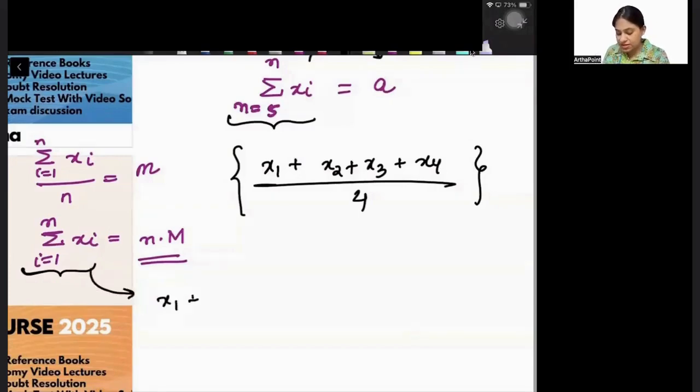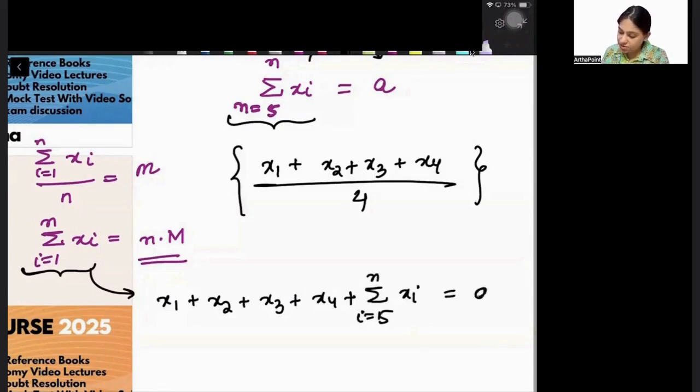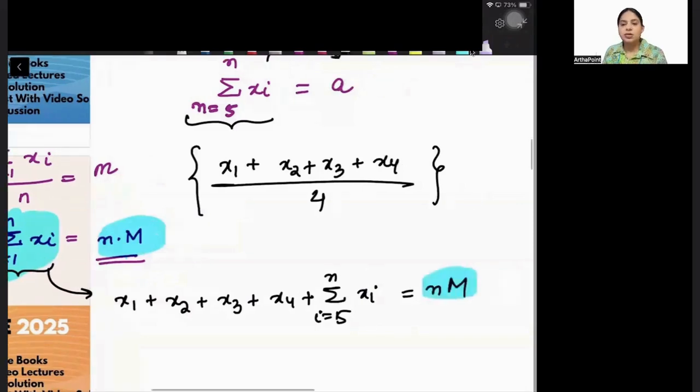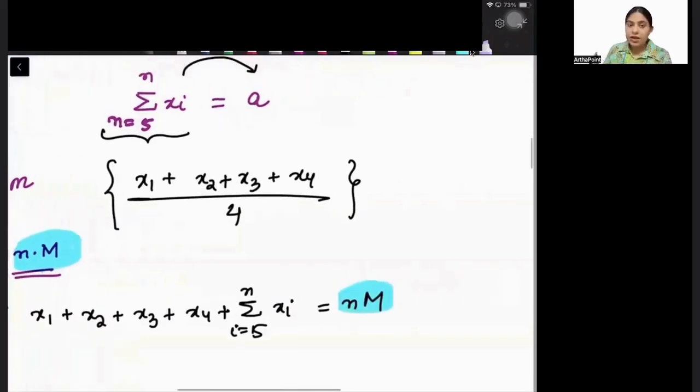We can write this as x1 plus x2 plus x3 plus x4 plus the sum of remaining observations from 5 to n, xi, and I have written this as, ये पूरा sum क्या है बेटा? It is n into m. यही तो है. The sum of all n observations, it is n into m. I have written n into m here. Clear? Now, the sum of 5 to n is given to me as a, so this is a beta.